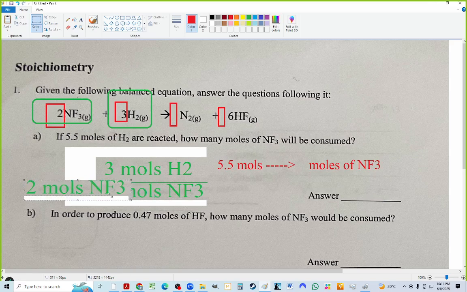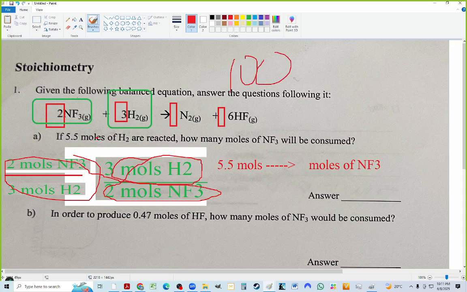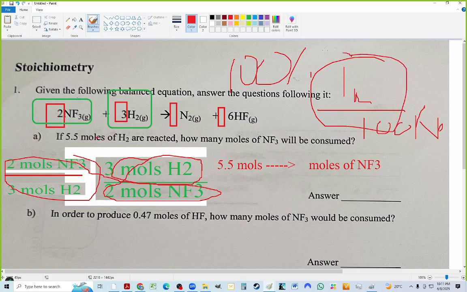They're the same fraction, just written slightly differently. One's written on top and one's written on the bottom. Now, 2 over 3 and 3 over 2 are not the same fraction. But the relationship between the moles of H2 to the moles of NF3 written either way is the same thing. If I'm going 100 kilometers an hour, I can still say in 1 hour I go 100 kilometers. Nobody talks like this. They just say kilometers per hour, but it's kilometers per 1 hour.